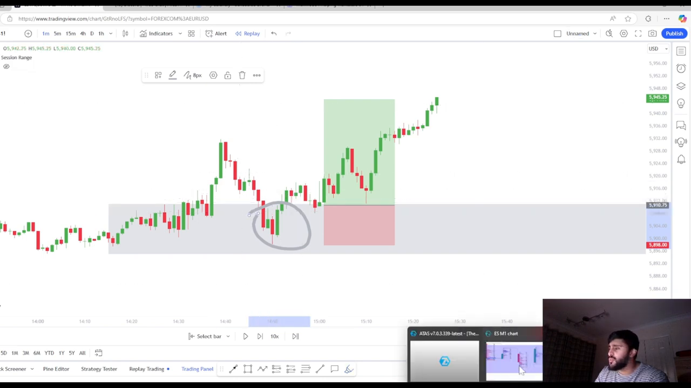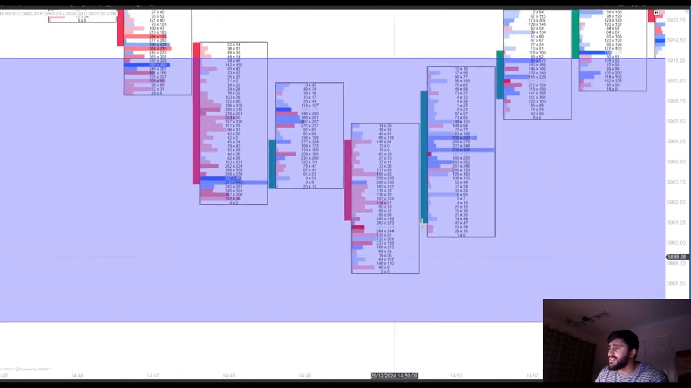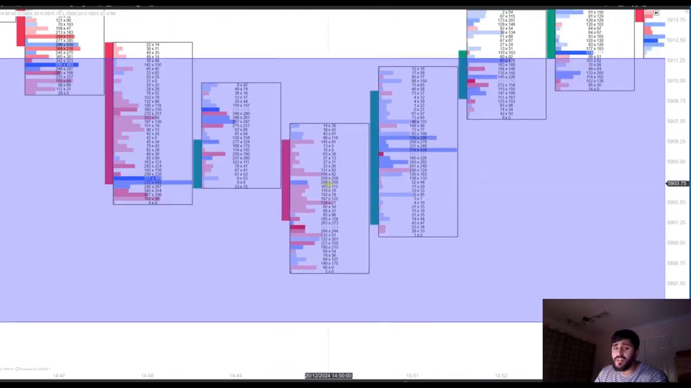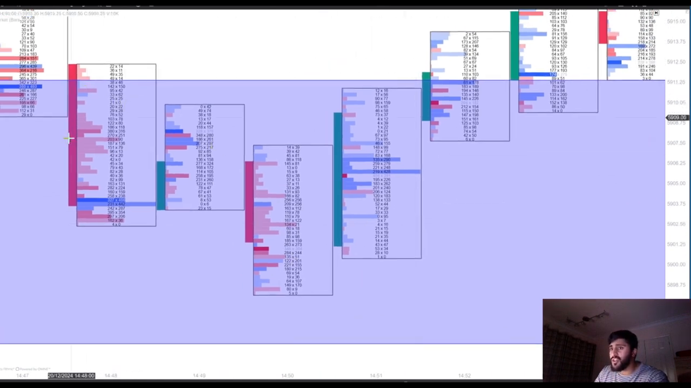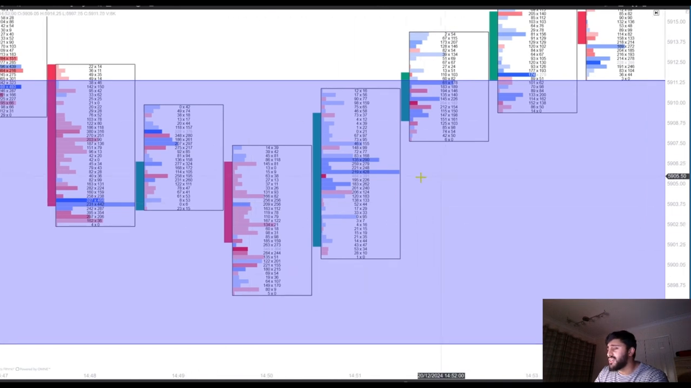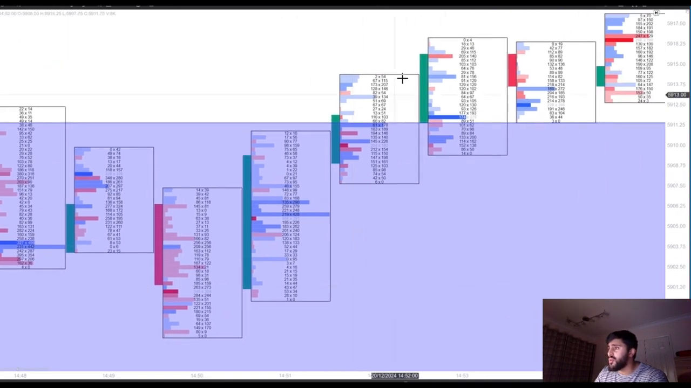Now, when we go back to the footprint charts, we're beginning to dissect this as a shift of the delta, a shift of aggressive sellers to aggressive buyers. So what we're seeing is aggressive sellers fail. Aggressive sellers have failed to take price lower and price has actually broken above this zone. This is the first sign that the fair value gap is strong.